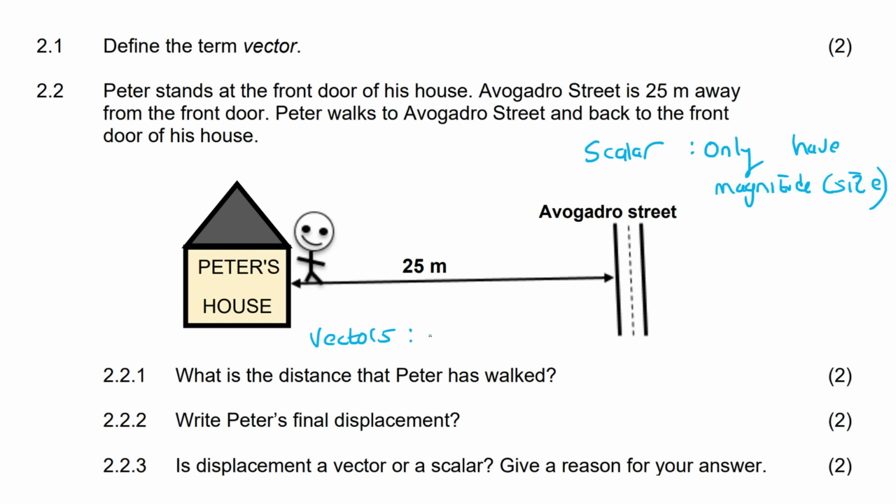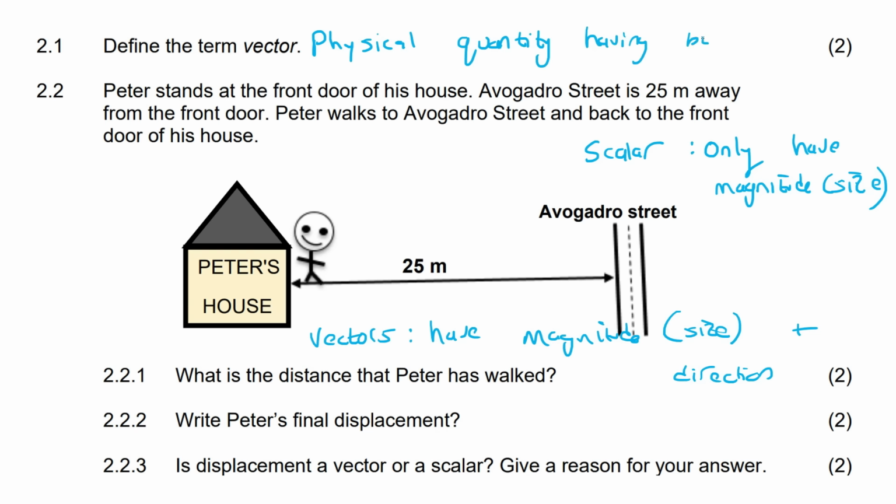But when you're looking at vectors, you have magnitude, which is the size, but you also have direction. For example, if we're talking about force, then you would say 5 newtons left, or 5 newtons up, or 5 newtons south. So with vectors, you tell them what the value is, but then you also give a direction. So what is a vector? It is a physical quantity having both magnitude and direction.